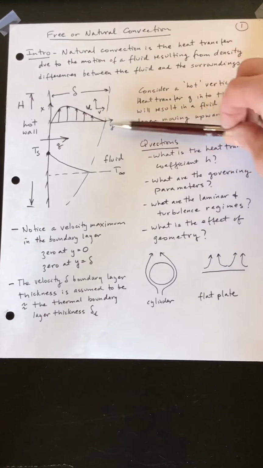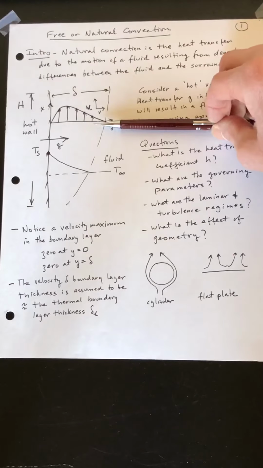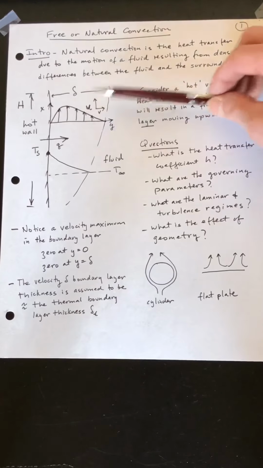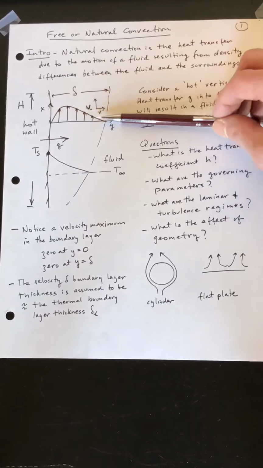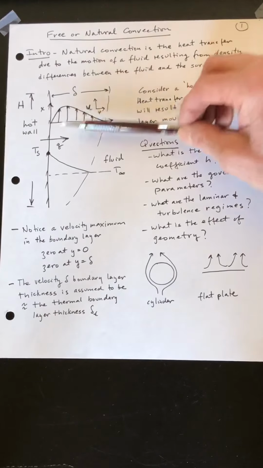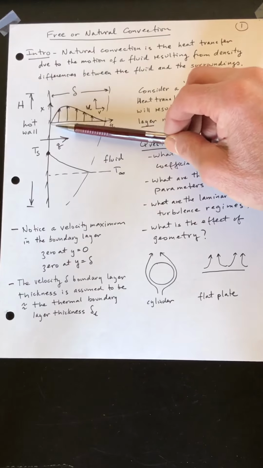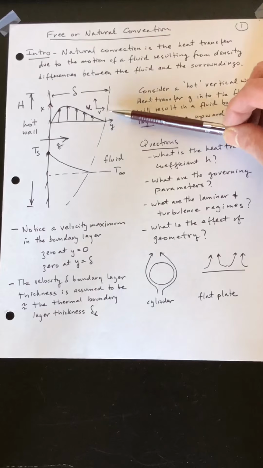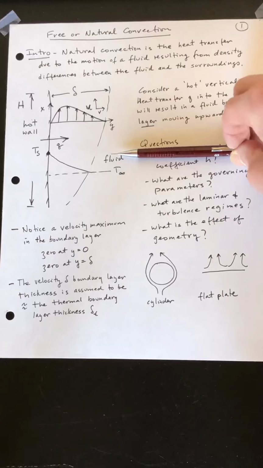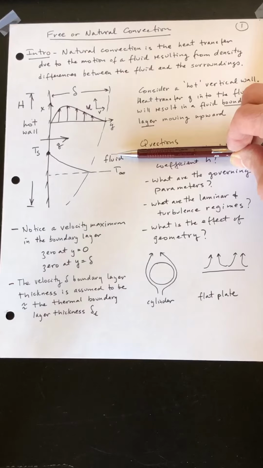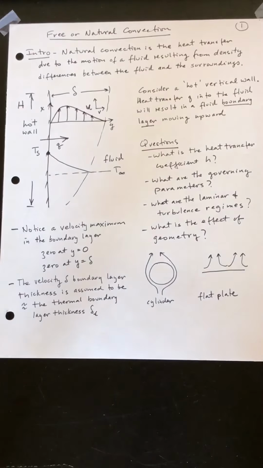Now notice the velocity profile. It has a maximum some distance off. It's usually about a third of the way up toward the edge of the boundary layer. Zero velocities at the wall and zero velocities at the edge of the boundary layer where there's no temperature difference. And we're going to go ahead and assume that the velocity and the thermal boundary layers are the same. They really have to be, otherwise there wouldn't be any fluid motion.